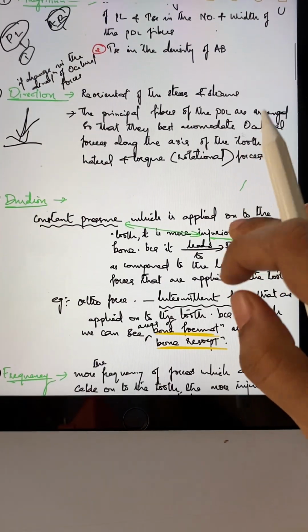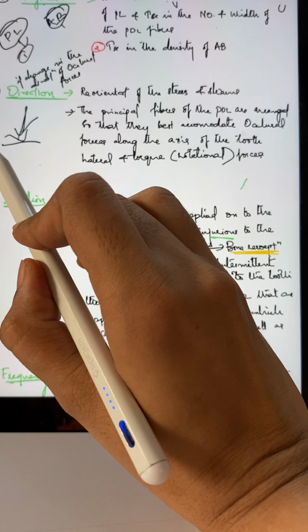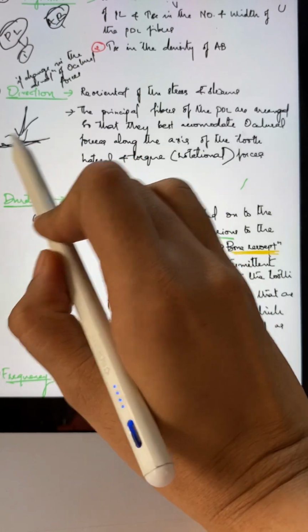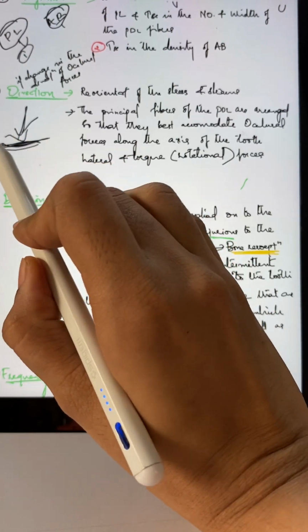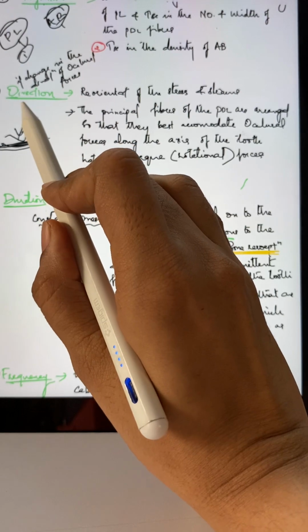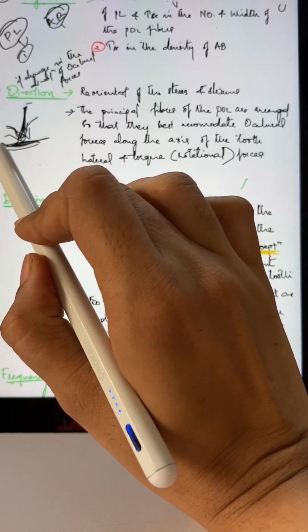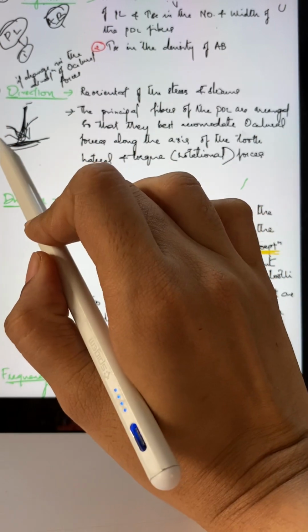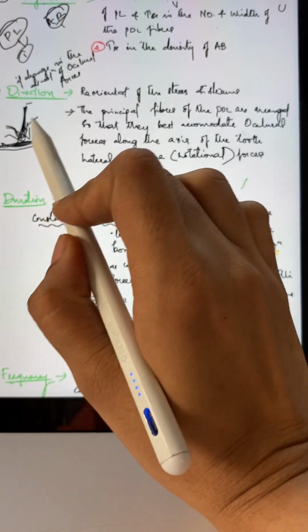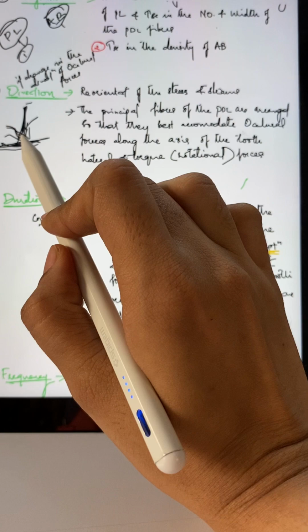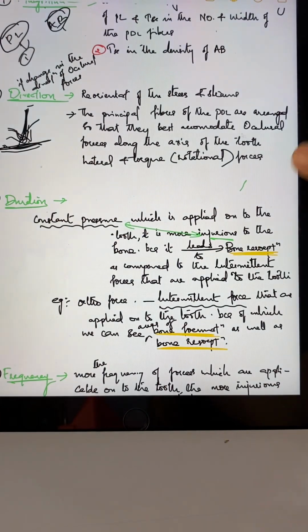Next is the direction. The periodontium can accommodate the occlusal forces that occur vertically, along the long axis of the tooth. So if there are any changes in the direction of occlusal forces, then injury occurs.